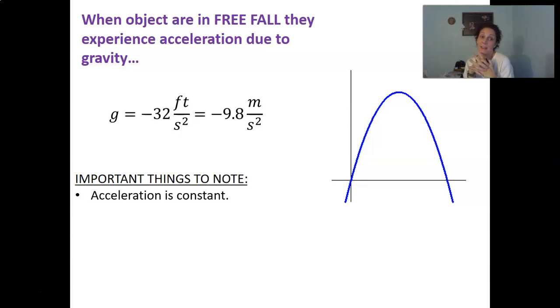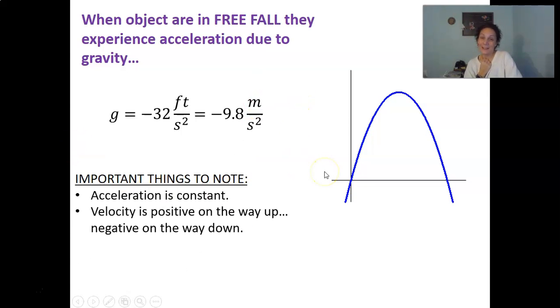If you're in the FPS system, the American system, annoying. Every time I see a problem with feet in it, I get annoyed immediately. Then our acceleration due to gravity will be negative 32 feet per second squared. Okay, so as long as you're dealing with gravity, if they ask you acceleration, your answer better be one of these two things, or you done messed up. Go back.